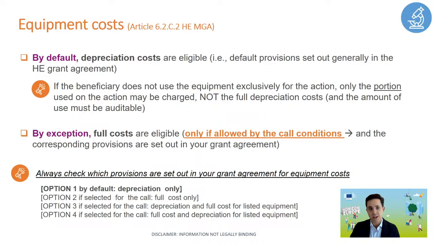Therefore, when you have equipment in your project, we recommend checking the provisions of the grant agreement that set out the rules for equipment cost, to see if you are in the default rule, which is depreciation only, or if you can claim the full cost, and therefore you have three possible options that will depend on the provisions set out in your grant agreement.